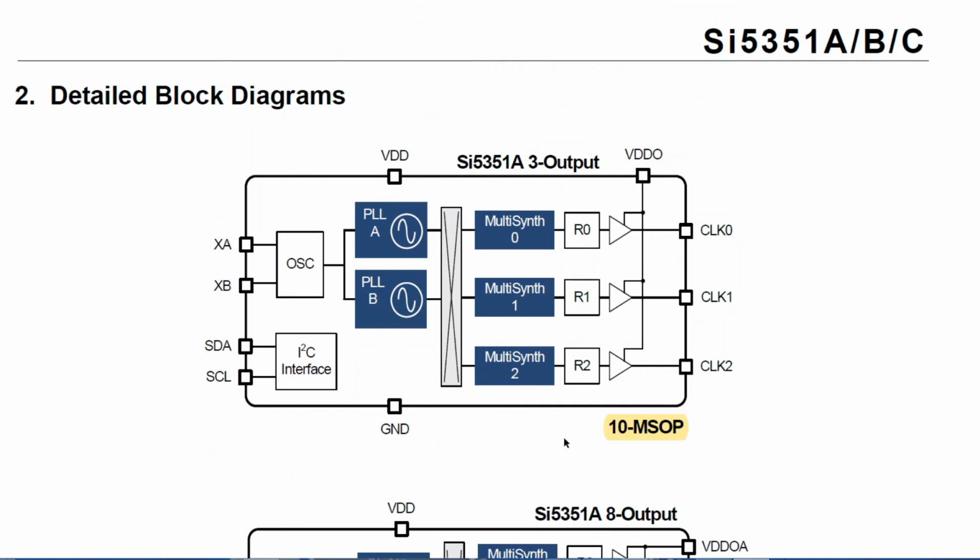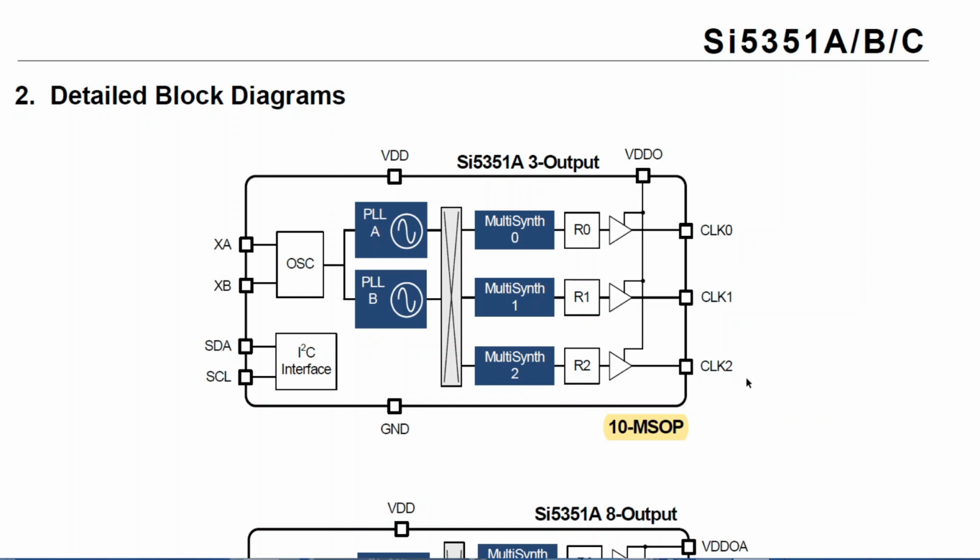Right, there's the small chip. As you can see, it has an I2C interface on 2 pins. It has 2 pins for a crystal oscillator. It has 2 phase lock loops, A and B, and the phase lock loops are used to take the 25 megahertz and multiply it up to a set frequency. There is a mux here, and so you can select what oscillator goes to what multi-synth. Basically, the multi-synths are dividers and the PLL is a multiplier.